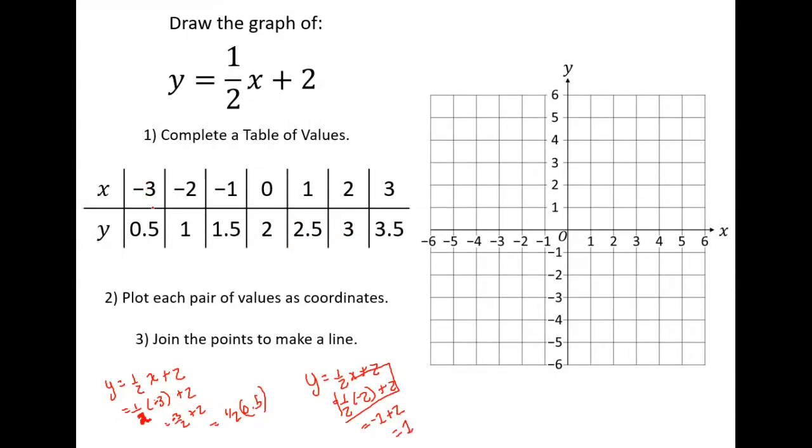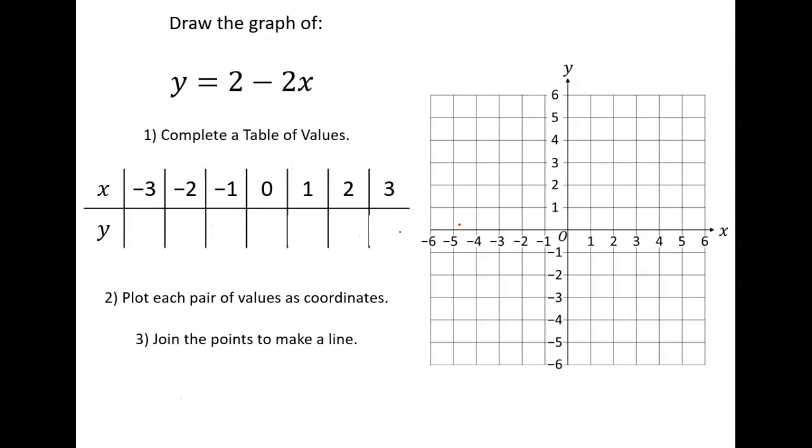Now to plot this, I have a -3 and a 0.5. So at x equals -3, I'm going up to 0.5. Okay, -3, positive 0.5, so that's going to be up here. That's going to be my first point. And then at -2, I'm at 1. At -1, I'm at 1.5, so that's between 1 and 2. And then at 0, I'm at 2. At 1, I'm at 2.5, so between 2 and 3. And then at 2, I'm at 3. And then I can draw my straight line and write my equation.